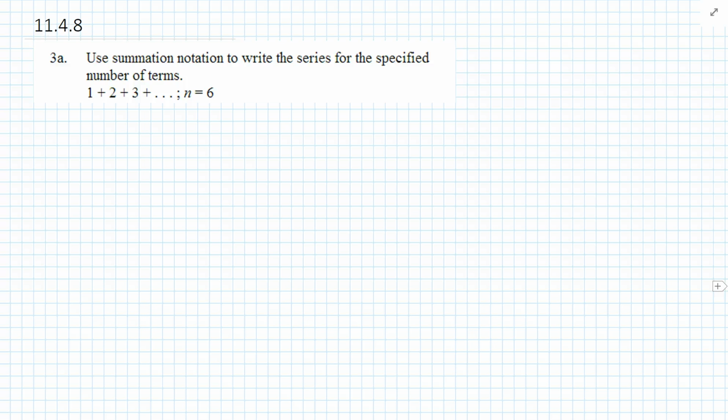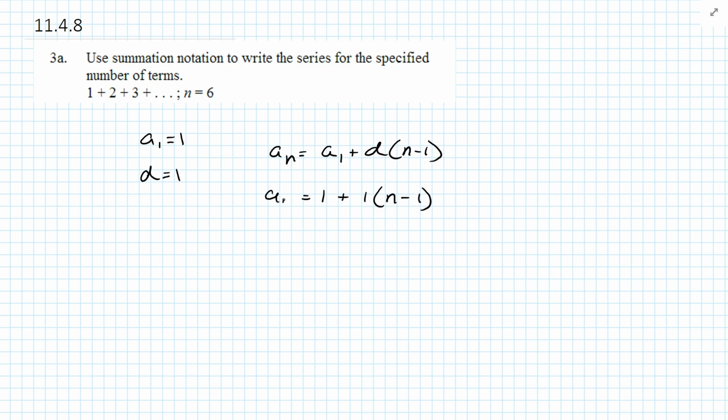Now 3A: use summation notation to write the series for a specific number of terms. A of 1 is 1, and it looks like our common difference is 1. So a of n is a of 1 plus d times n minus 1, which is 1 plus 1 times n minus 1. So a of n is just n. The summation is n equals 1 to the 6th term of n.